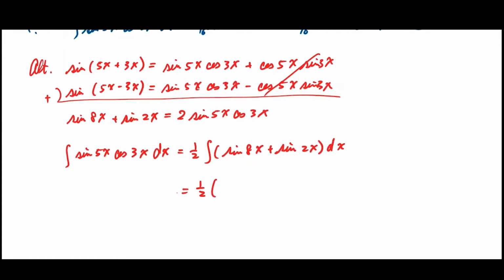This is cosine 8x, therefore negative 1/8, say? Say yes. Yes. Okay, and this will be minus cosine 2x, therefore 1/2 here, plus c. Bang! How do you like this? Infinitely better now, isn't it?